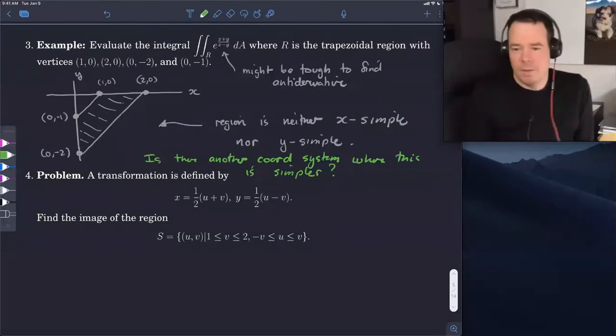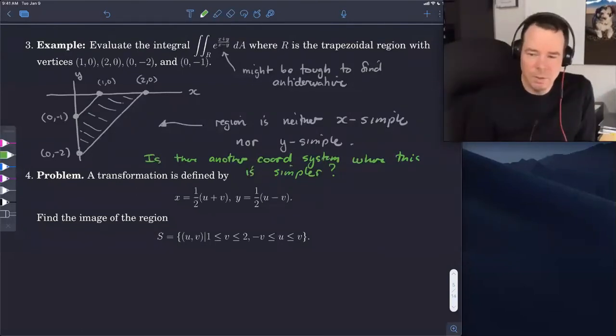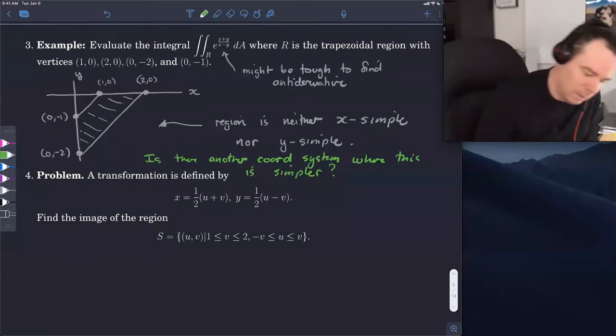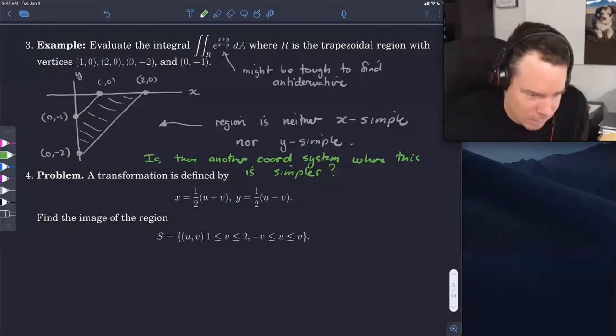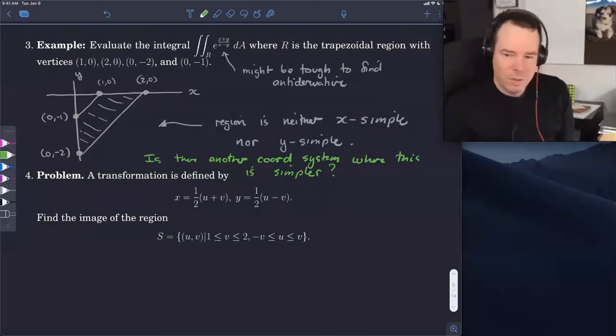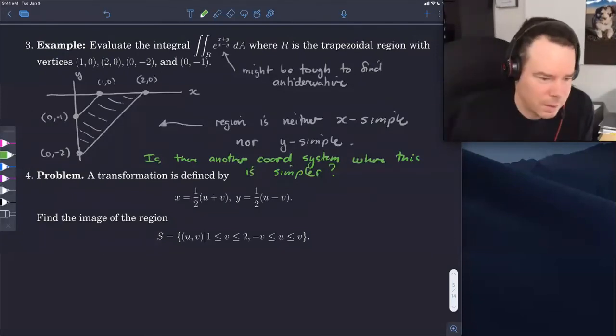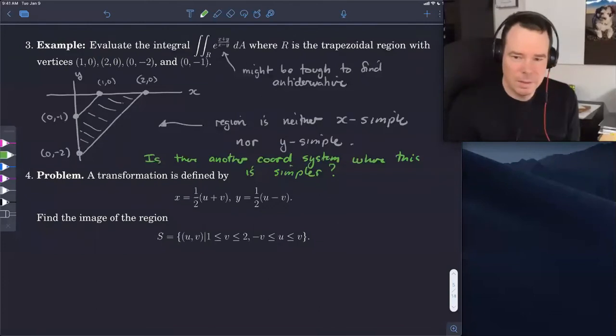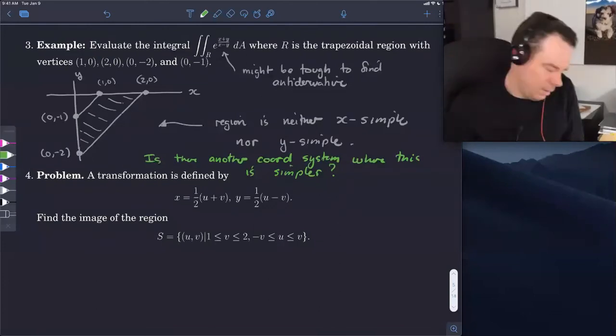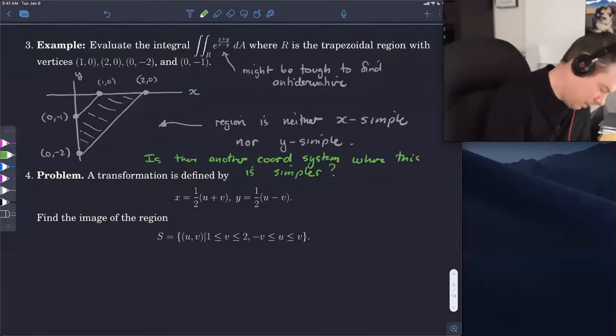So could I find another coordinate system which turns it into a box in that new coordinate system, or at least makes one of the variables trapped between two constants? Yeah, good observation, Mitchell. You're going to take one of your coordinates to be u equals x plus y. Excellent observation.